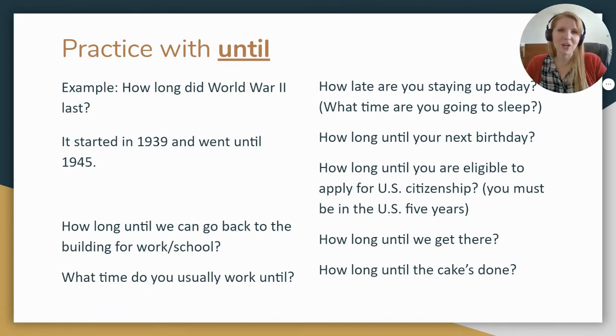This is something you'll hear kids say when you're driving in the car or you're traveling. How long until we get there? They want to know when the car ride will be finished, when you will get to the place you're going. How long until the cake is done? If you're cooking something, how long until the cooking is finished? So do some practice with until.